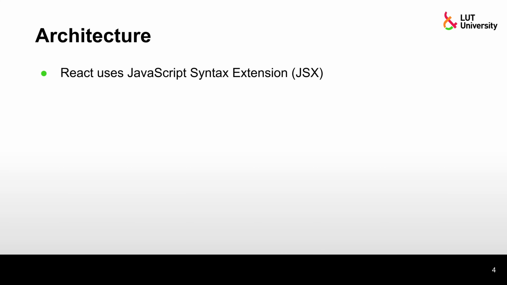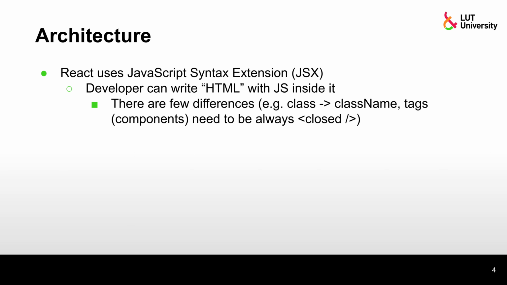React architecture relies on the use of a JavaScript syntax extension, JSX. Although you can work with plain JavaScript, you basically always use JSX. So developers can write HTML-looking code that has JavaScript inside it. There are a few differences. For example, you cannot use the class keyword to define a CSS class. You need to use className. And also these tags, which are also components, need to always be closed.